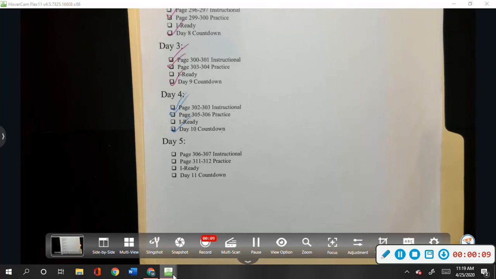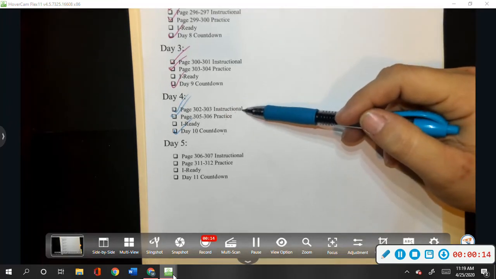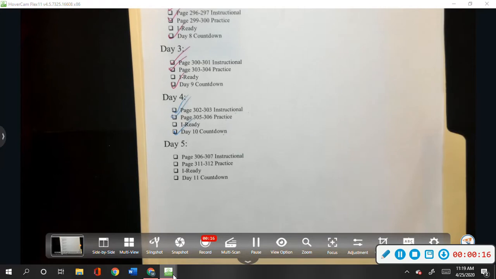Yesterday, we introduced angles using pages 302 through 303 in the instructional book. We did our practice and we did our daily countdown. Today, we're going to expand on our knowledge of angles. To start, yesterday we talked about 3 types of angles. Real quick for me, go ahead and say out loud the 3 angles that we learned about. We learned about the right angle, the acute angle, and the obtuse angle.